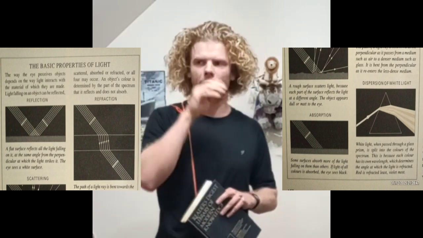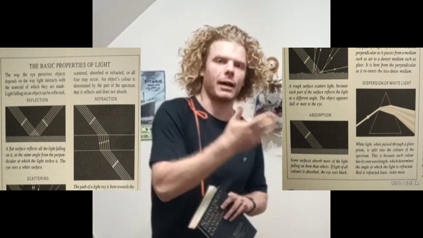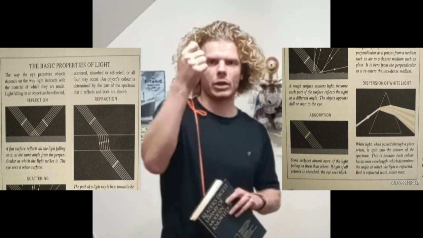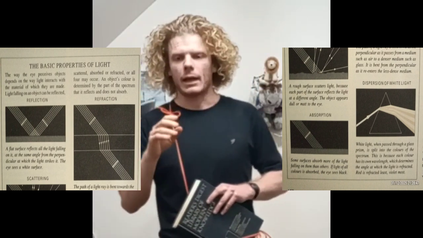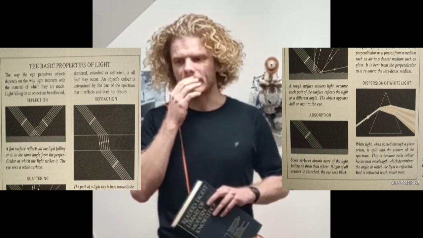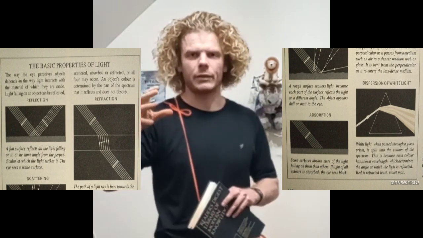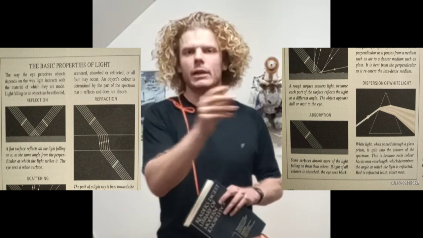So the color an object has is determined by which colors are absorbed and don't come back, and which colors are reflected and come back. Now, there is also refraction. That is when the light, for example, goes through air and hits a glass window, and then comes out of it again.